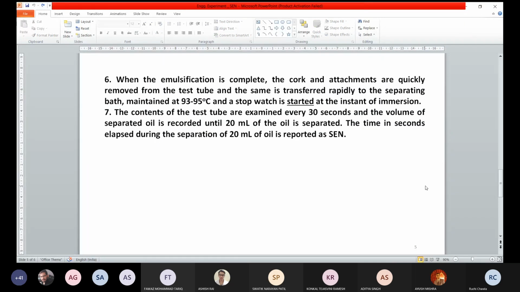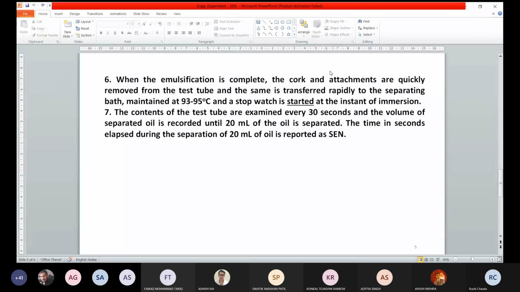Is slide number 5 visible to everyone now? Yes, ma'am. So when the emulsification is complete, meaning the volume has become almost double, at that point of time, the delivery tube will be removed from the boiling tube and you will transfer the content into a beaker containing water. Ideally, the temperature of the water should be maintained at 93 to 95 degrees. And as soon as you immerse the boiling tube, at that point of time, you will start the stop clock.